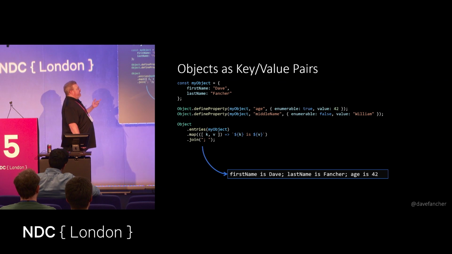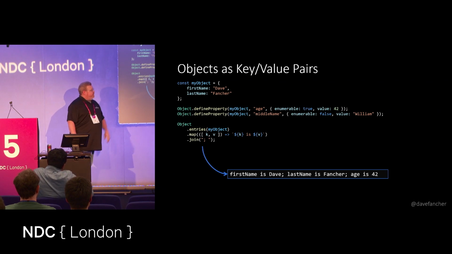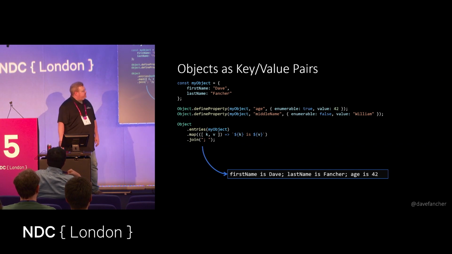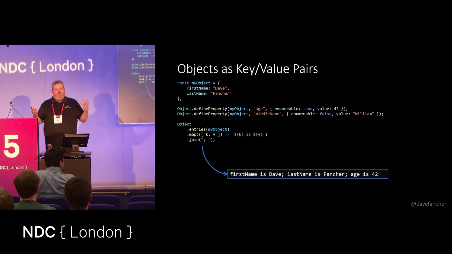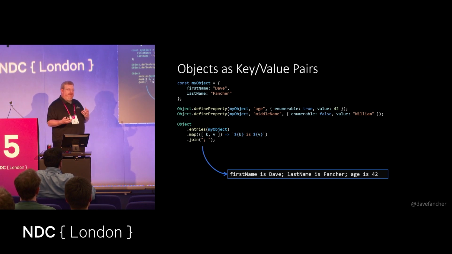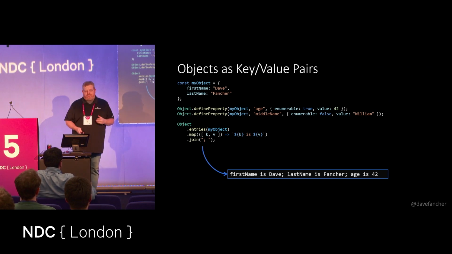So in this case, I just map them into a string and join it on semicolon, and so the output of this is first name is Dave, last name is Fancher, age is 42. So we can get those pieces of data. We're starting to see things about how our code is structured and the values associated with that structure.